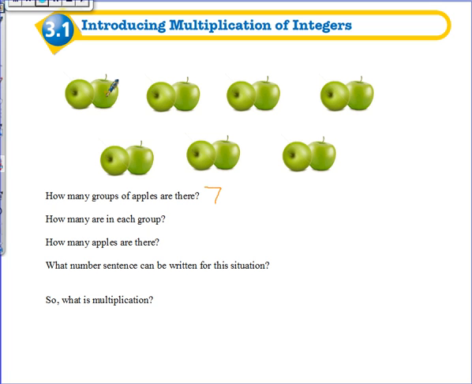How many apples are in each group? I see 2 apples in this group, 2 in this group. So each group has an equal amount of apples, which is 2 apples per group. How many apples are there total on the screen? Well, I see 7 groups, 2 apples in each group. I can count them all out, but that would be quite tedious when I know that 7 groups of 2 apples in each group is 14 apples.